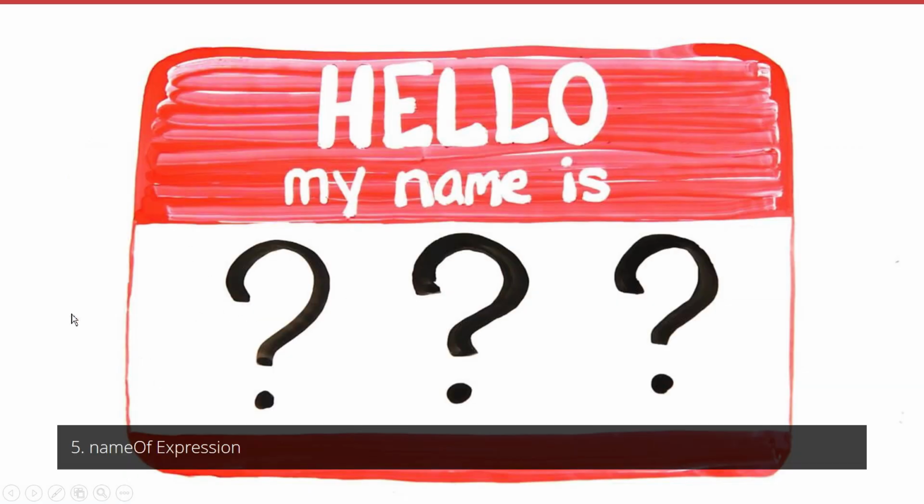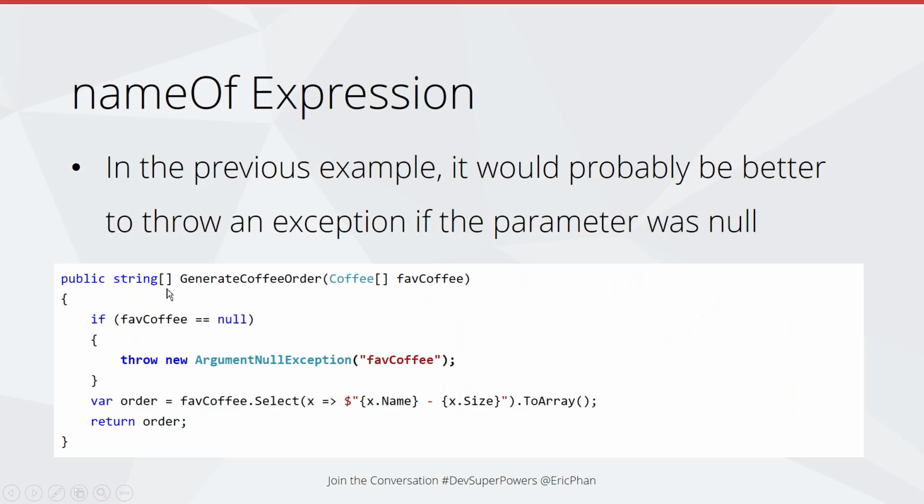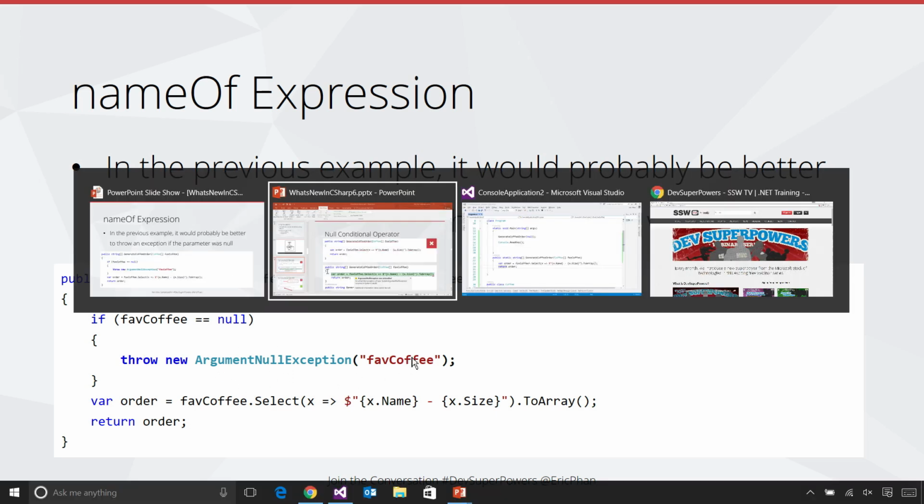Okay, next up is the nameof expression. In the previous example, doing this null check probably isn't good because we actually want to know whether we're passing in a null, because that's probably an invalid operation. So the correct thing to do would actually be to throw the argument null exception with the parameter name.